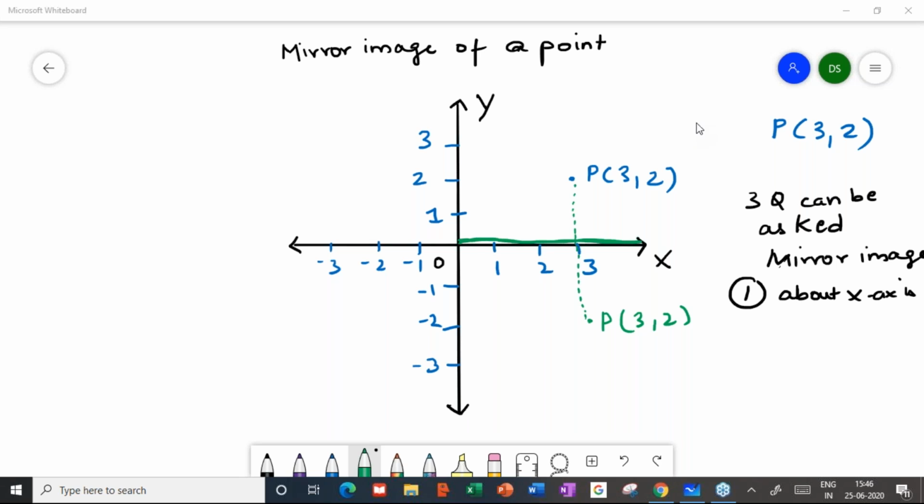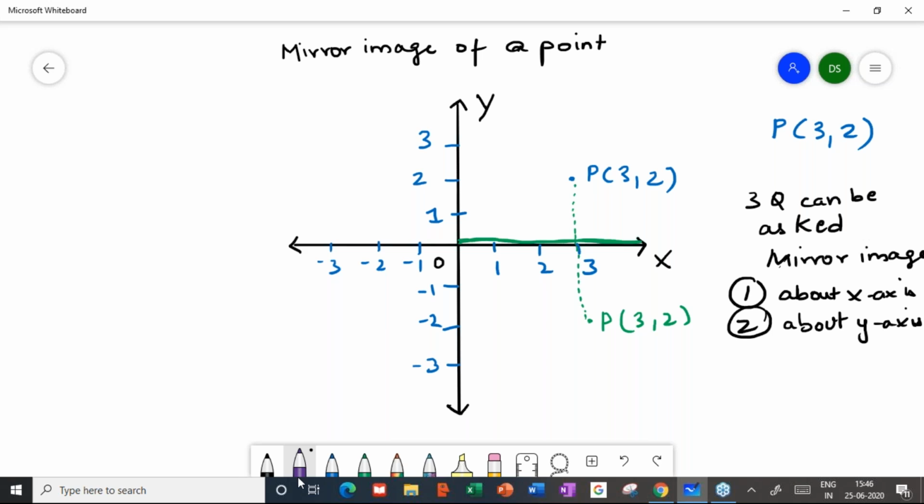Okay. Yes, the sign will change. Awesome. Some of you figured it out, right? So this is one possibility. What is the second possibility? Mirror image about y-axis, right? I'll explain using this example, then I'll take up another example and we'll do 2-3 questions. Then this will get clear in your head.